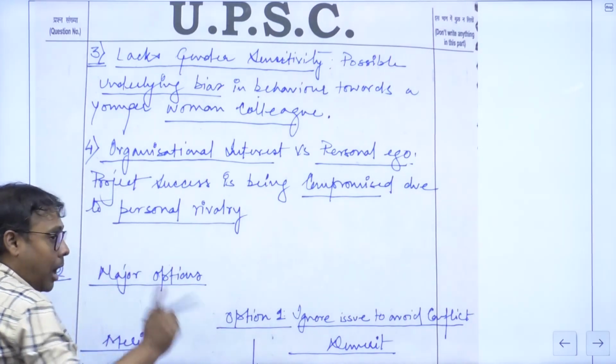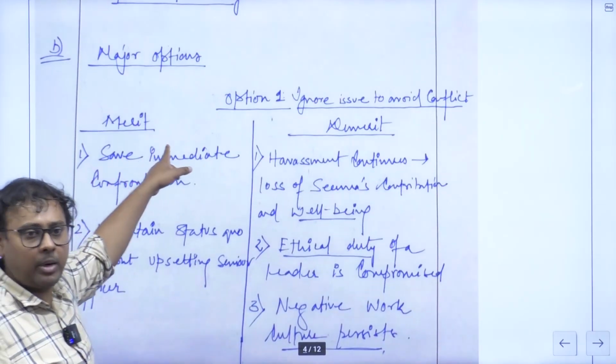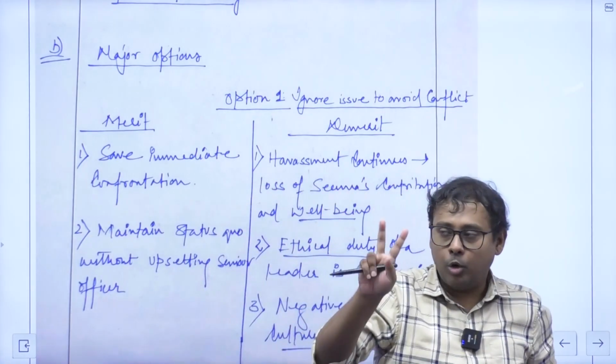Okay, chalo. Now we will come to this section. What are the major options? I think everybody has come across this. इसमें 2 mistakes we make. 2 mistakes.